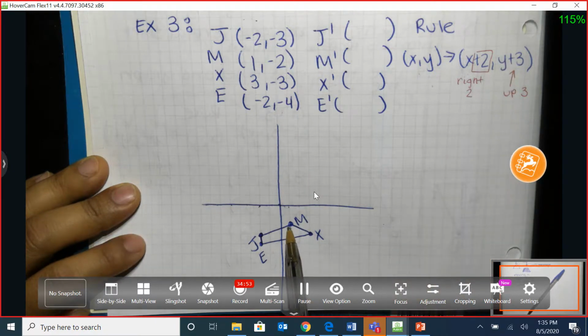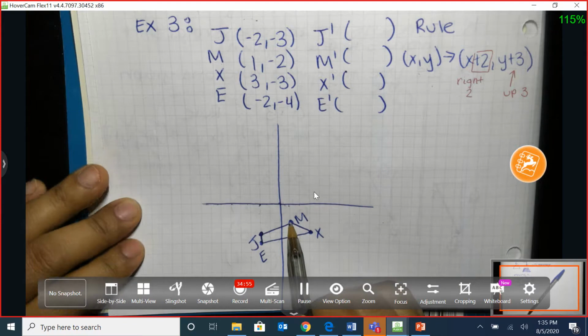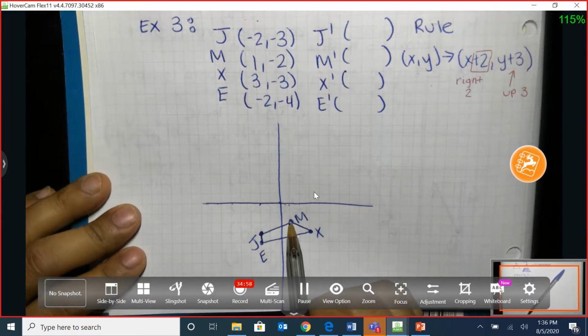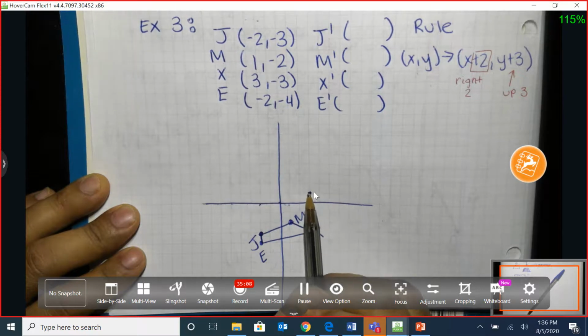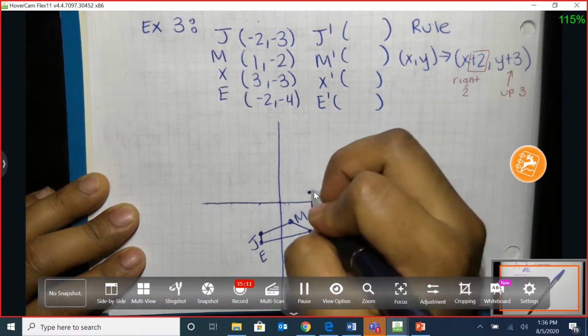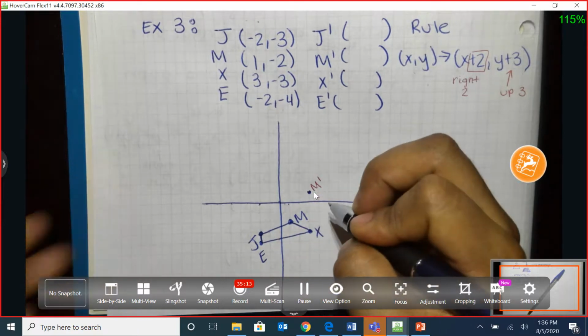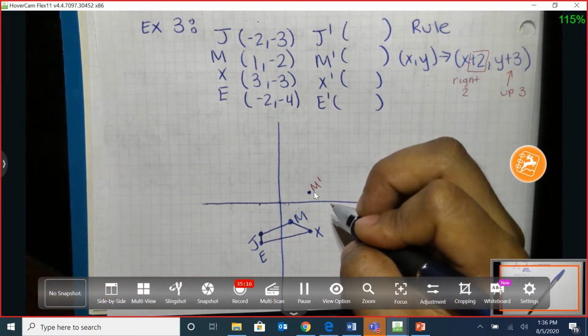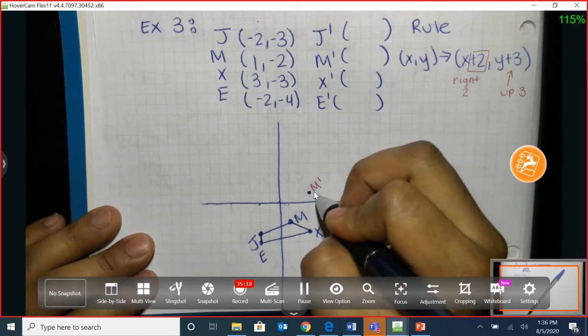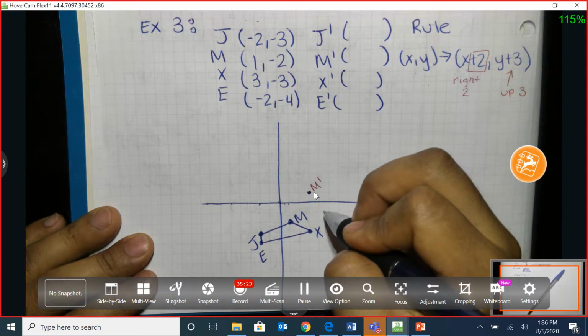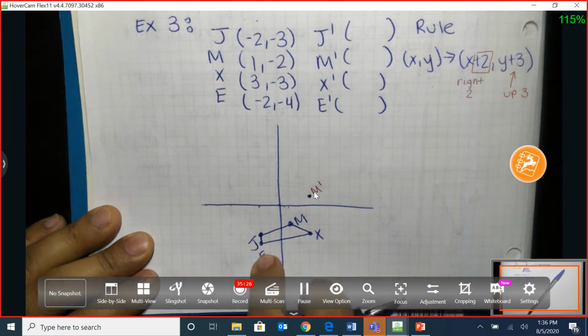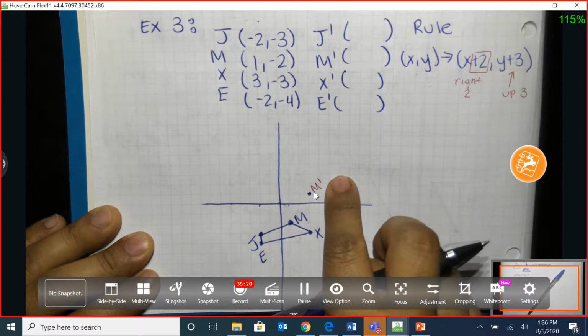So let's say I want to move M. So I go to my original point of M, and I'm going to do what the rule says, which says move 2 units to the right. So I'm going to go 1, 2, and go up 3 units. 1, 2, 3. Where you land, you're going to place it as M prime. Why is it M prime? Because this is your new point, and I have to be able to determine or see which one is my original and which one is my after image.